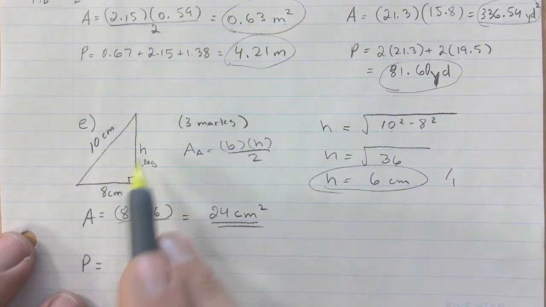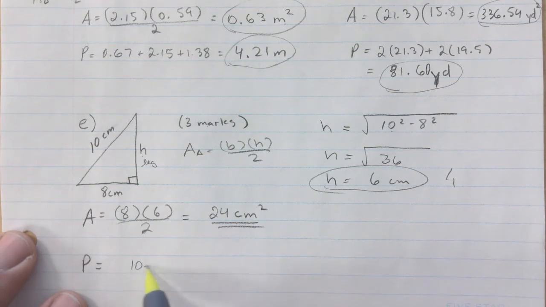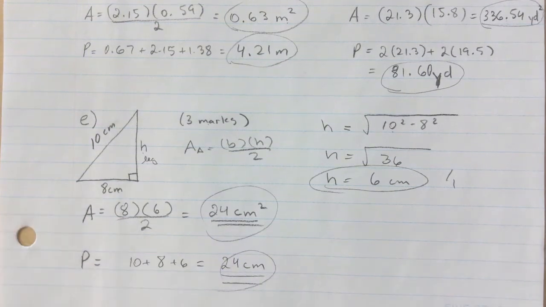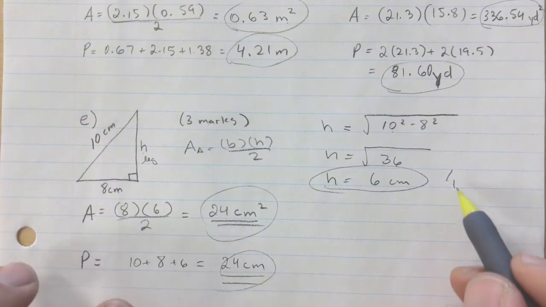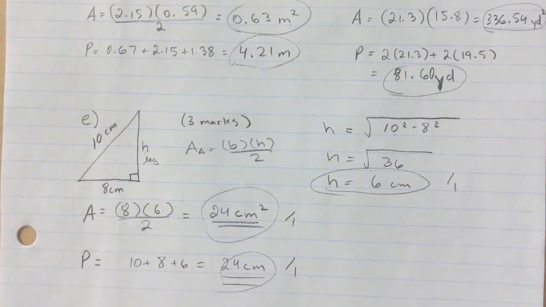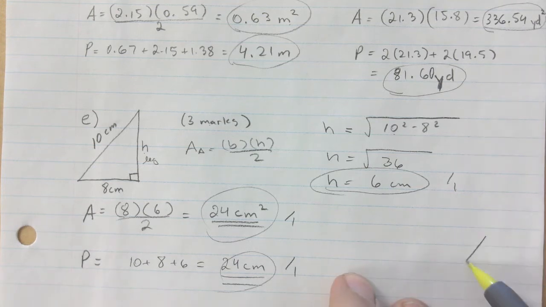Perimeter, you also needed the h for the perimeter, so it's just 10 plus 8 plus 6, that's 24 centimeters. And that's just a coincidence, okay? Don't think that they're going to be the same. So this one is worth 3 marks, one for finding the height, one for area, one for perimeter. So it's 3. So this page, 1A all the way to E, would be 11. Okay, so far, if you want to do out of 11 for this page, go ahead and do that.